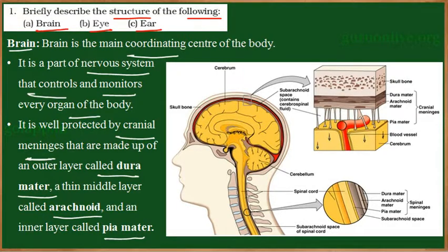So here, if we zoom out and observe the layer, the outermost covering of the brain is made up of three layers. Just below the skull bone, the outermost layer is the dura mater, the middle one is the arachnoid, and the innermost one is the pia mater. All these three together we call meninges. These are cranial meninges. Similarly, we can see the same meninges covering the spinal cord. They are called spinal meninges.